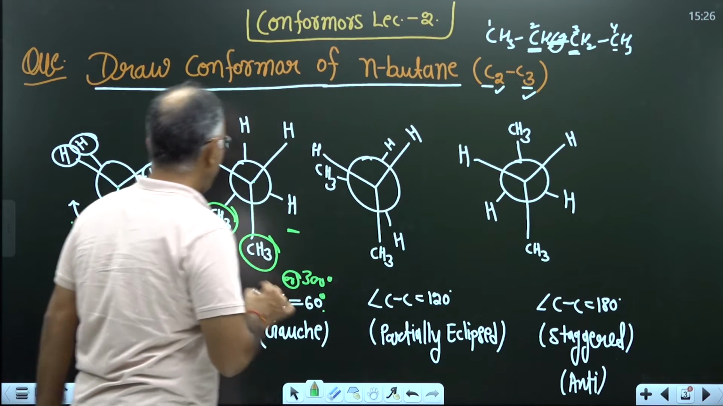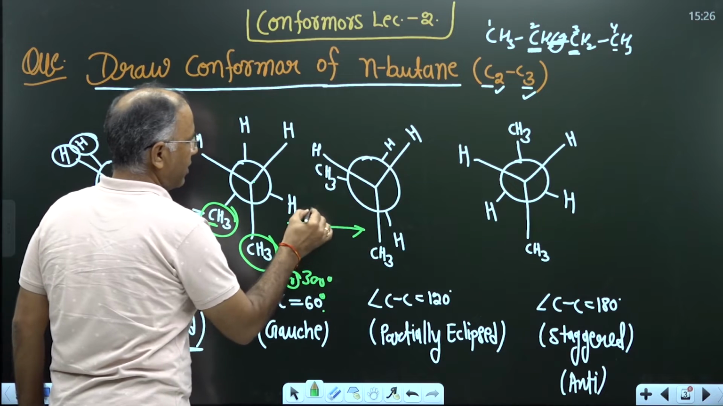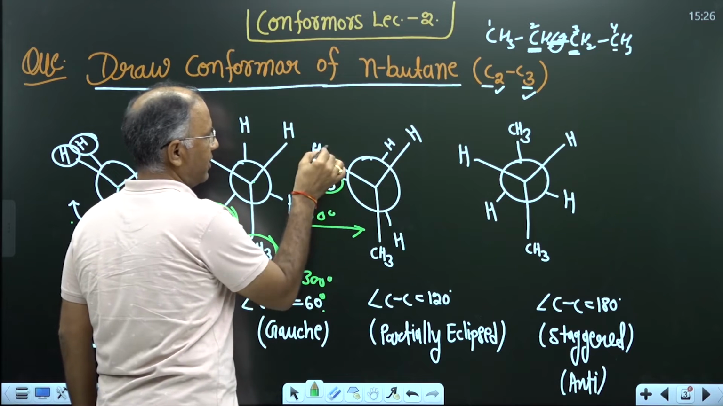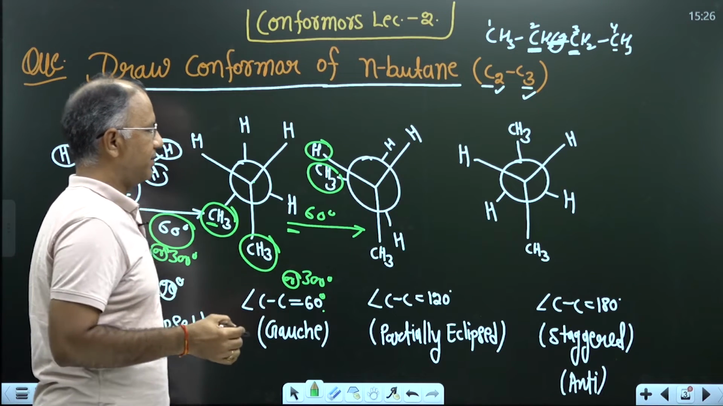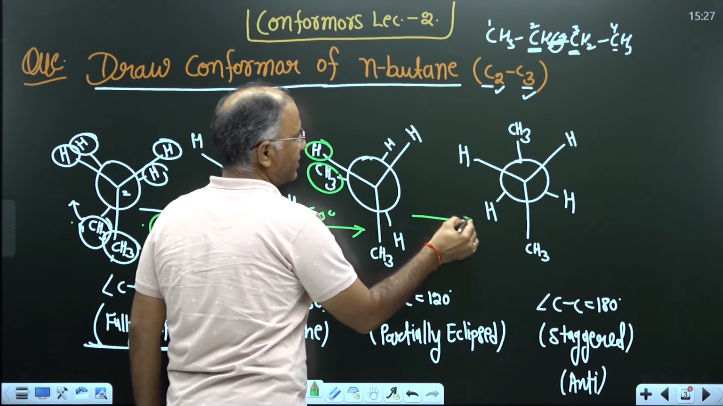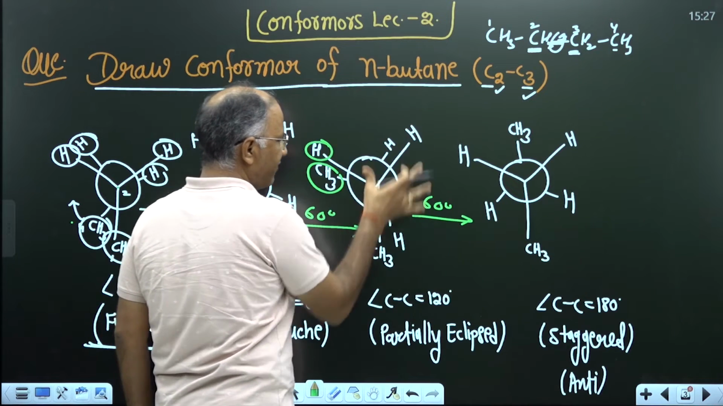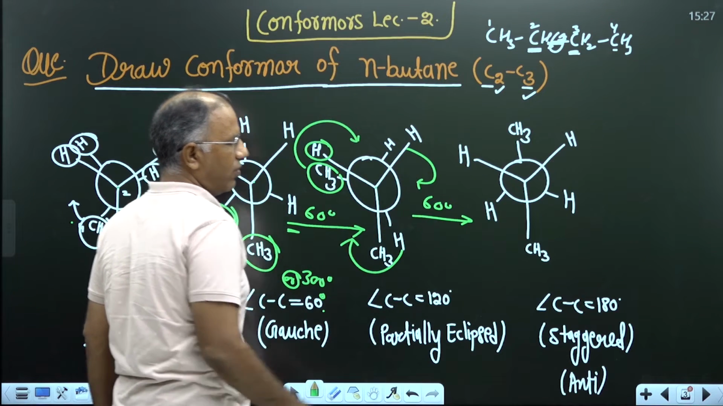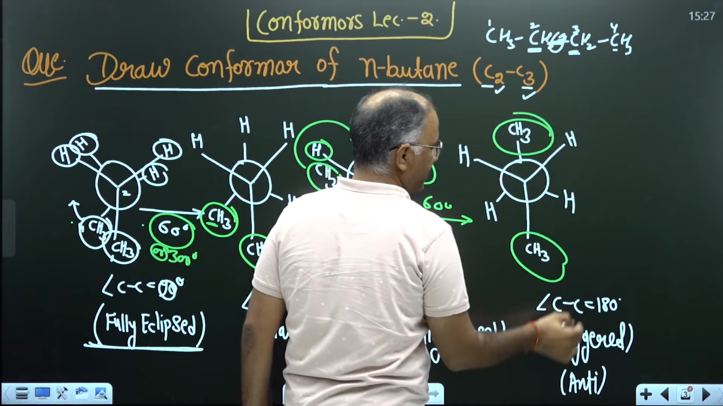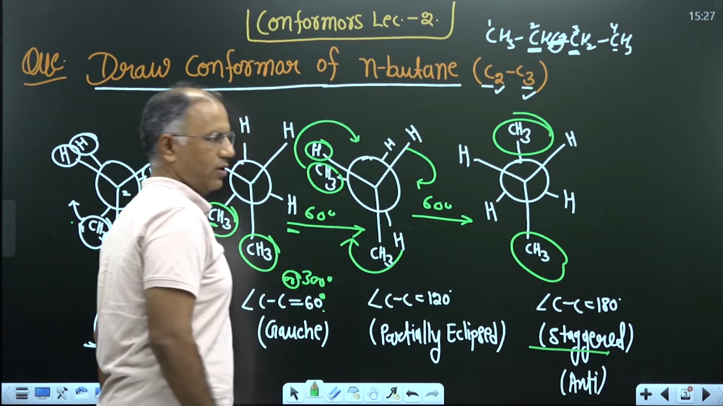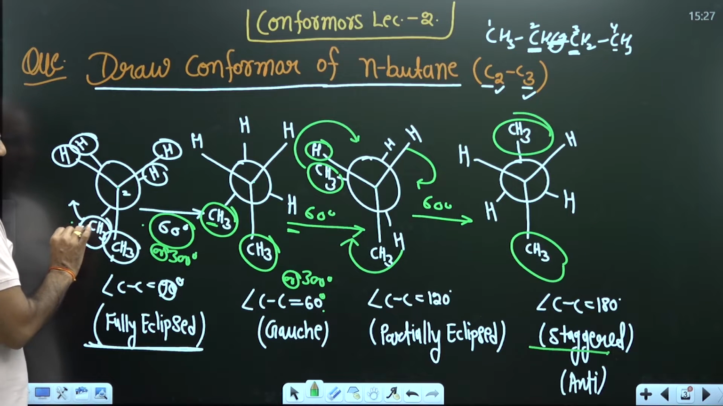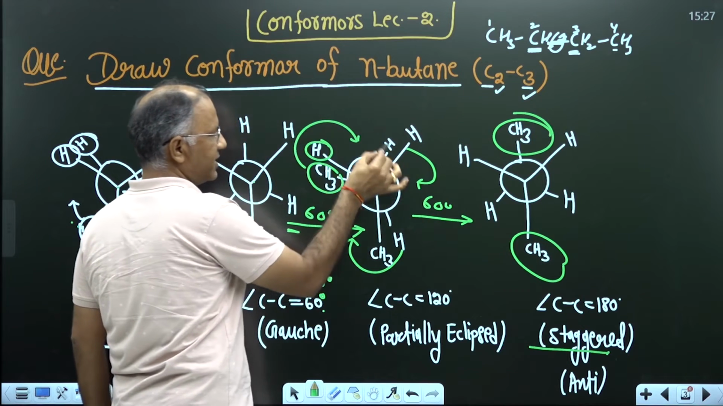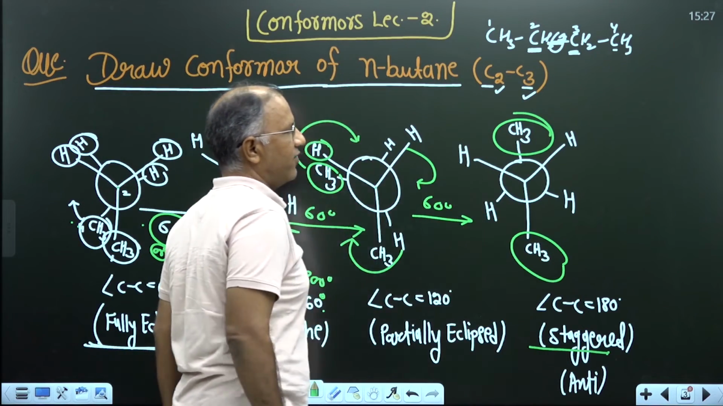Now, again I will rotate this by 60 degree. Then it is known as partially eclipsed, because of different groups, it is known as partially eclipsed. If I again rotate this by 60 degree, the front carbon is fixed and the back carbon is rotating. So we can say it is now carbon-carbon at 180 degree and it is a staggered conformer. So what I did, I rotated this carbon-carbon by 60, it is known as Gauche. Again 60 rotation, it is known as partially eclipsed. Again 60-degree rotation, it is known as staggered conformer.